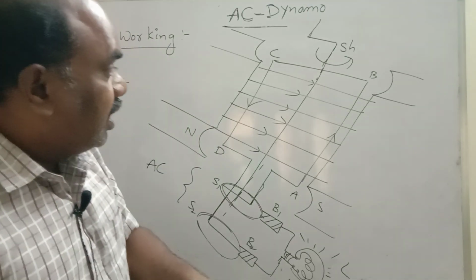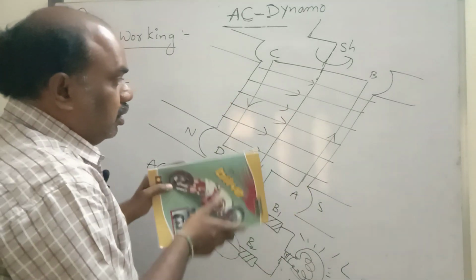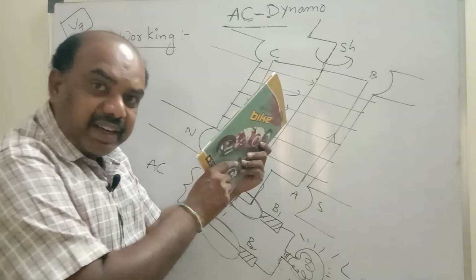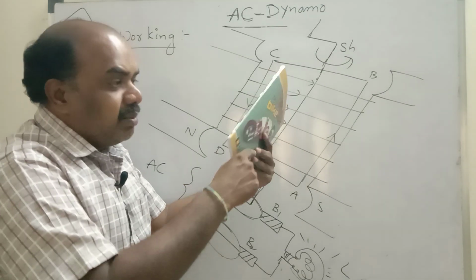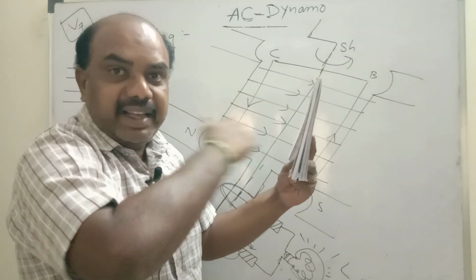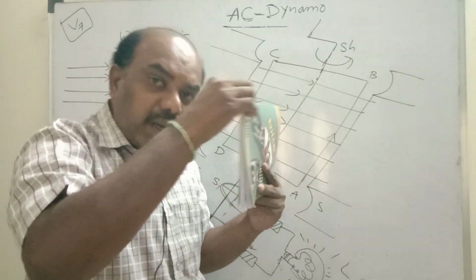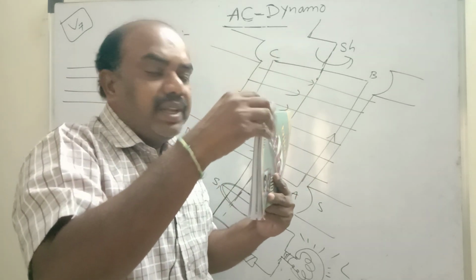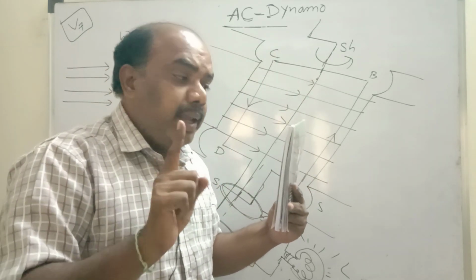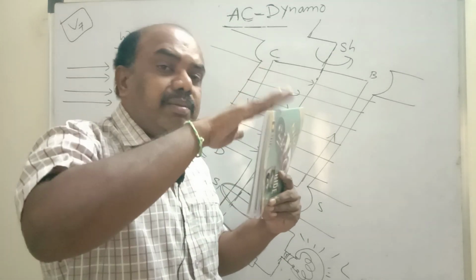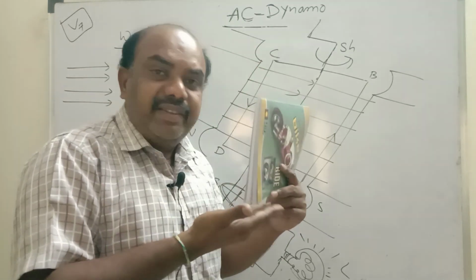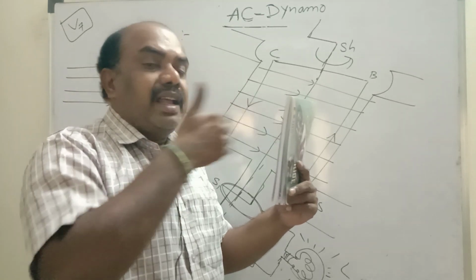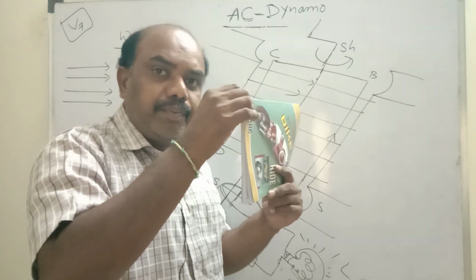Let us consider a uniform magnetic field from north to south. Initially the armature is in vertical position. All magnetic lines are going like this. It is not moving; it is a static condition. At that time the induced current is 0. Very important: initially armature AB is upwards, CD is downwards. Magnetic lines are going like this, but it is not moving.